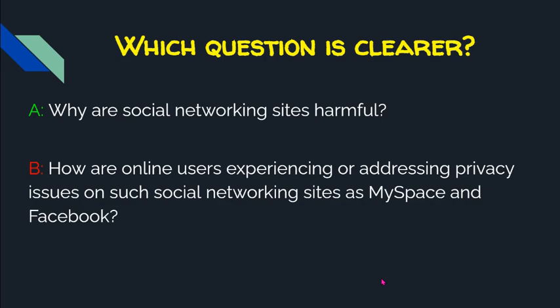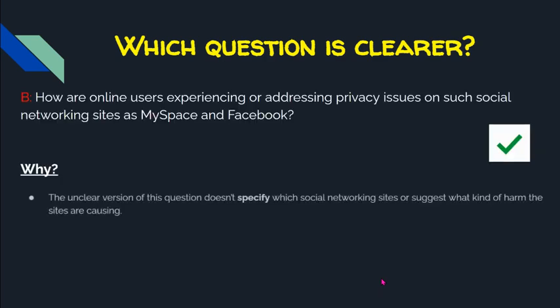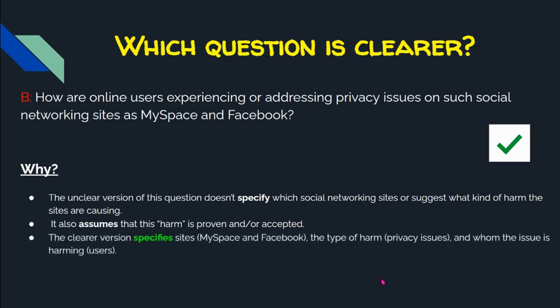Why are social networking sites harmful? It doesn't really give us any way to work with. So it also assumes that harm is the only thing that social networking has, that there's no positive sides of social networking. The clearer version here as well, so option B, it specifies particular sites. So you can't look at TikTok, Instagram, Snapchat, Facebook, YouTube. You can't look at everything in 4,000 words. So you need to specify, well, which social networking am I going to look at?